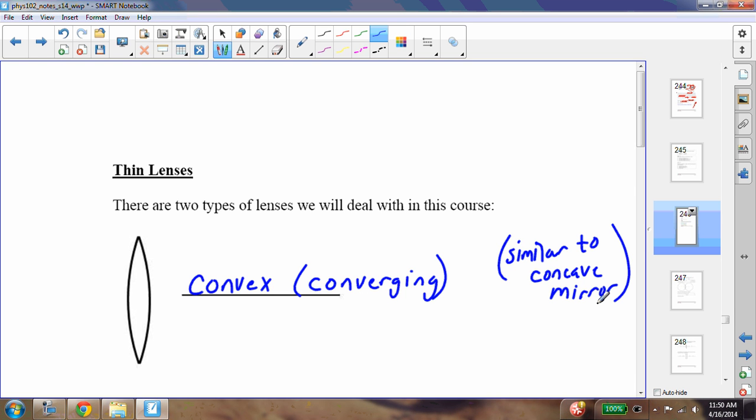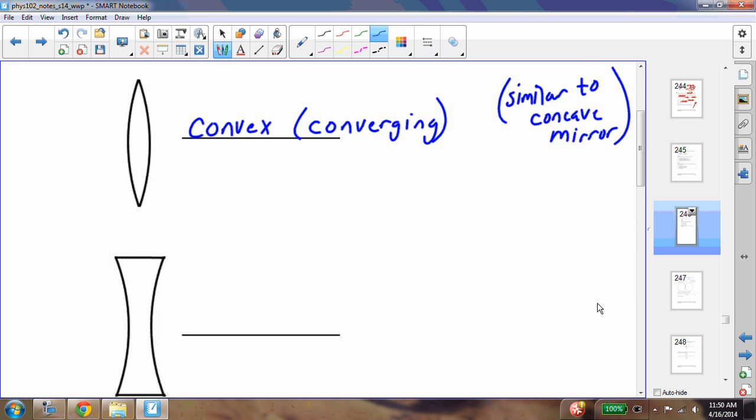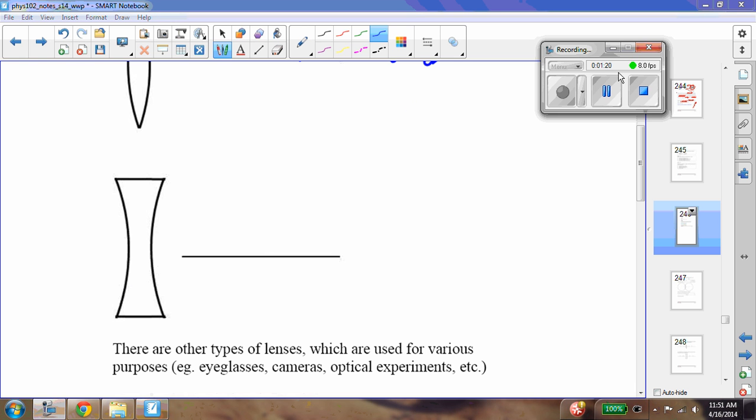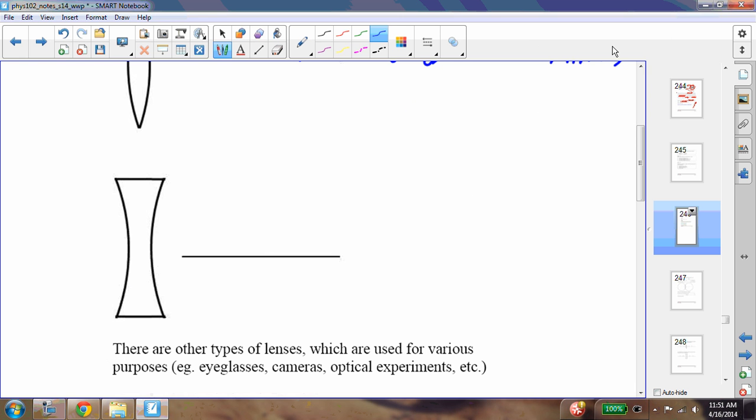So be careful with the naming of these because it can get a little confusing because you might think that, well, they're switched. This other type of lens is called a concave lens. And you might also hear this called a diverging lens. So in a similar way, this is really like the convex mirror. Or you can think of that the convex mirror is a diverging mirror.